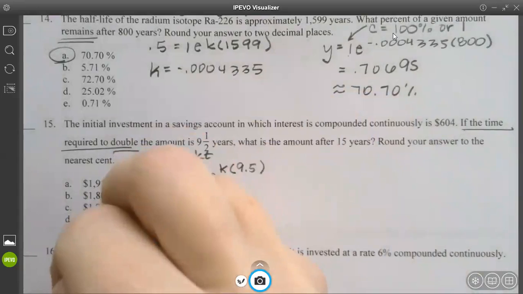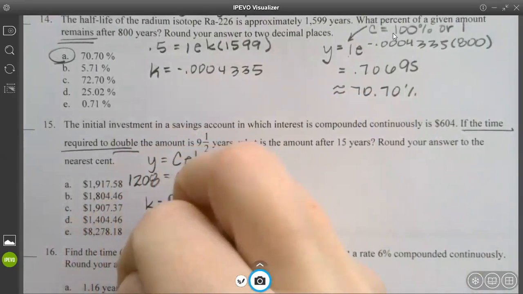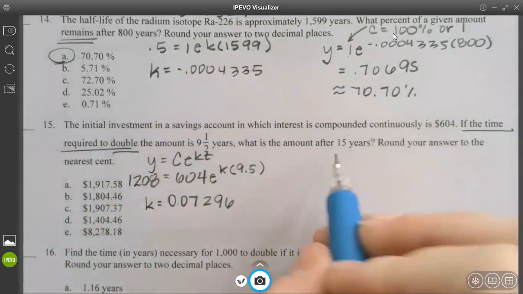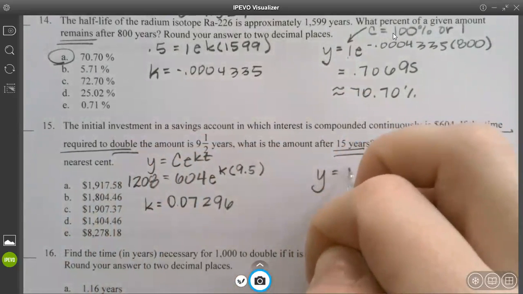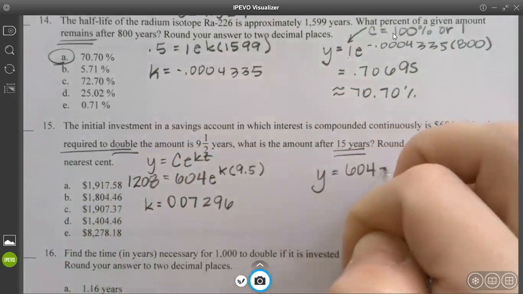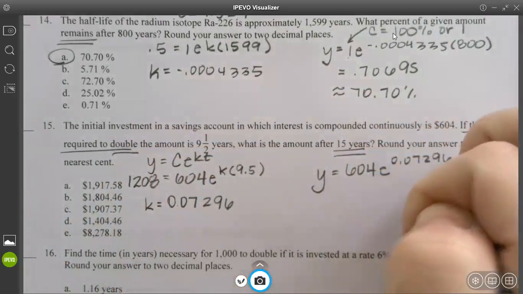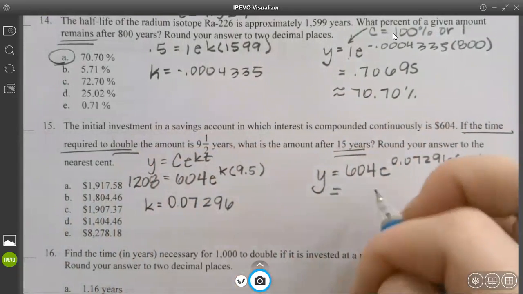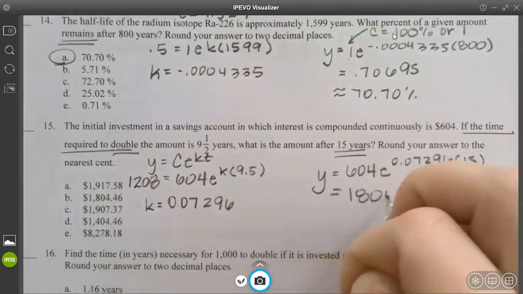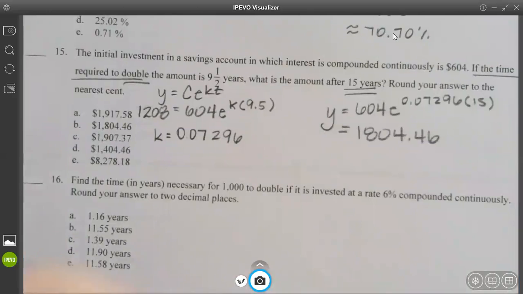Okay, so we get K equals 0.07296. And then it wants the amount after 15 years. So what was our initial? 604. E, our K is 0.07296. And we want it after 15 years. We plug this in our calculator. We get 1804.46. Which is good.